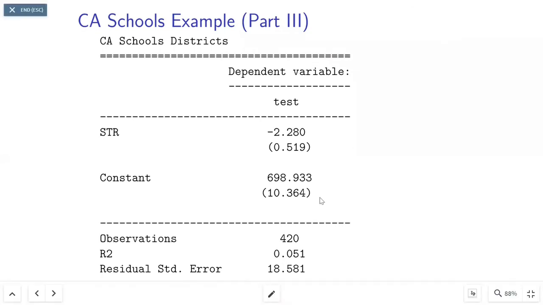The regression output shows you the estimated beta 1 hat and the estimated beta naught, and their respective standard errors. The standard errors are always included in the parentheses. For example, the standard error for beta 1 hat is 0.519, and the standard error of beta naught is 10.364. You can also see the sample size and the goodness of fit measures for this regression. The sample size is 420, R-square is about 5.1%, and the SER, or residual standard error in this case, is 18.58.